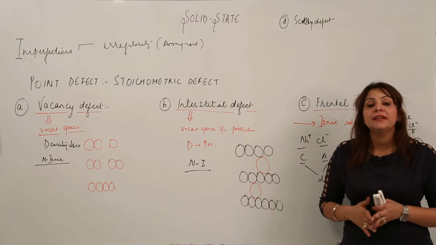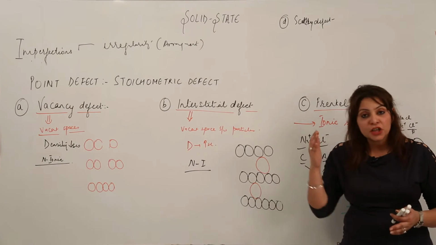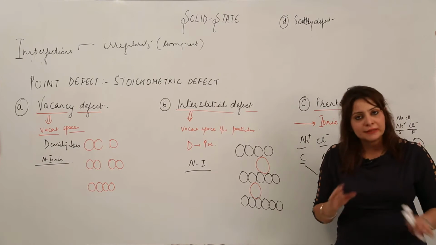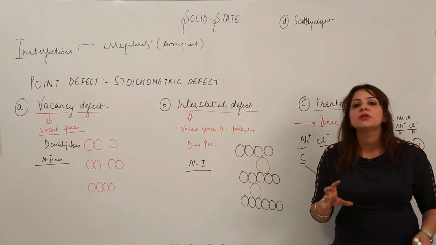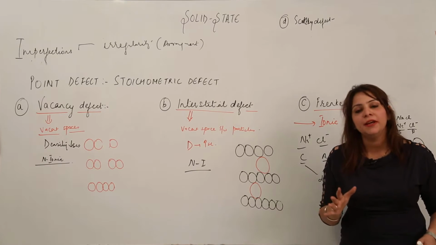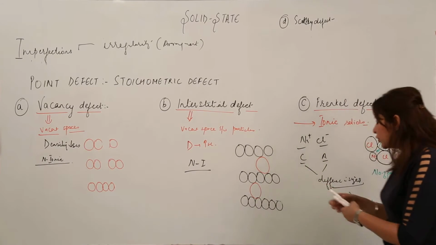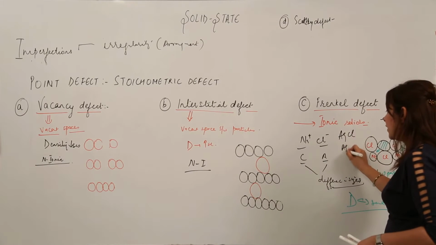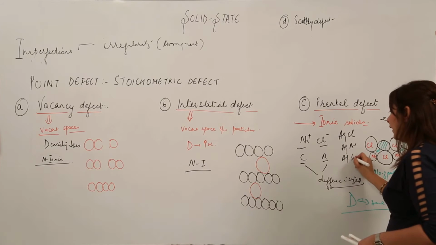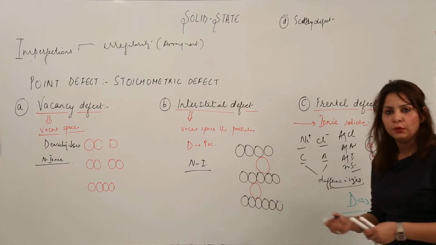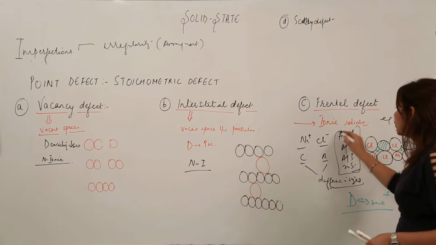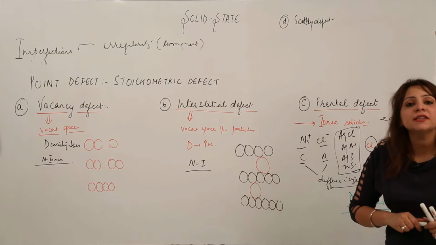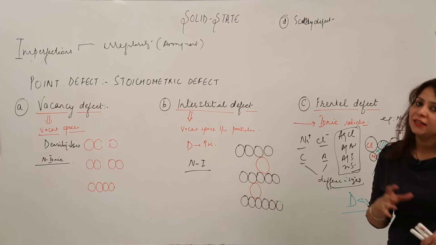But keep in mind that the number of particles, the charges, positive and negative are almost same. So that is why we don't get to see any difference in the density. Density remains the same. This kind of defect is shown by many other ionic compounds like AgCl, AgBr, AgI, zinc sulfide and many more. Right. So the limitation is only that there should be difference in the size of the cation and the anion.